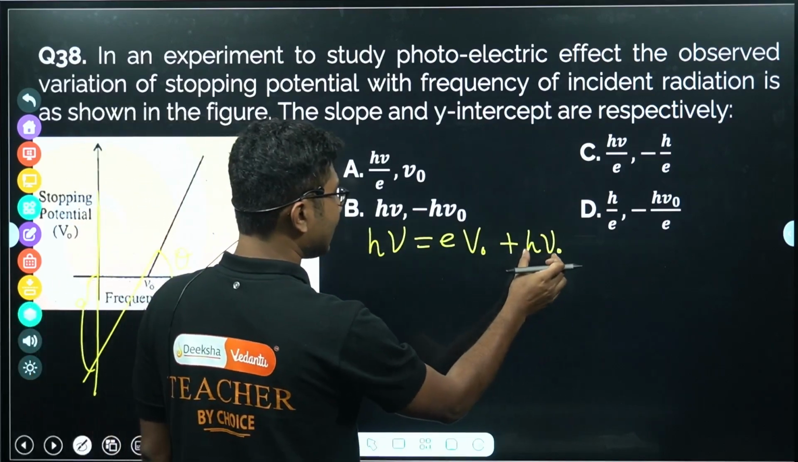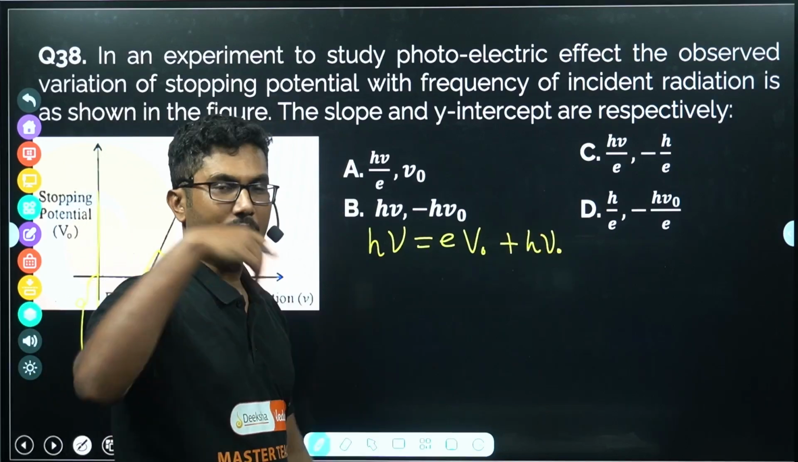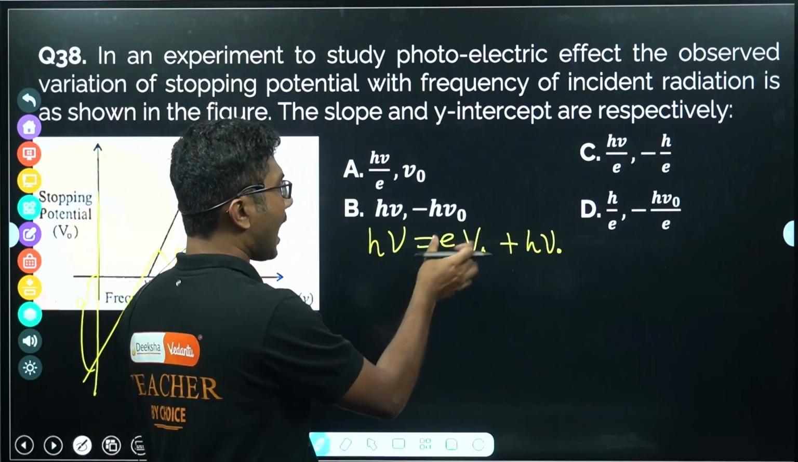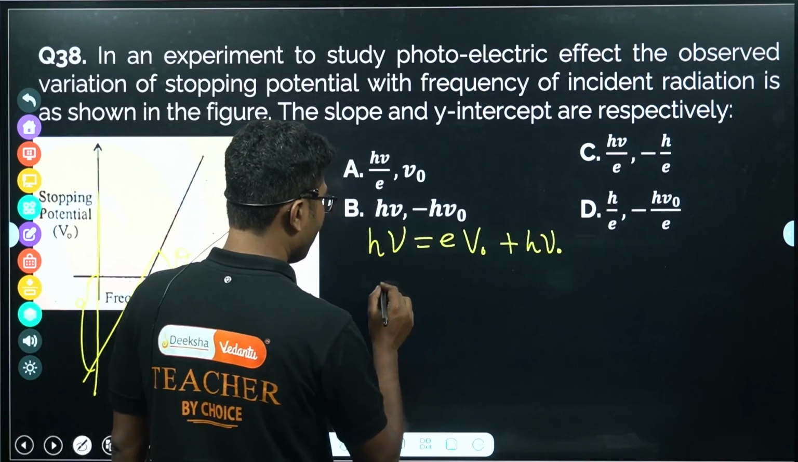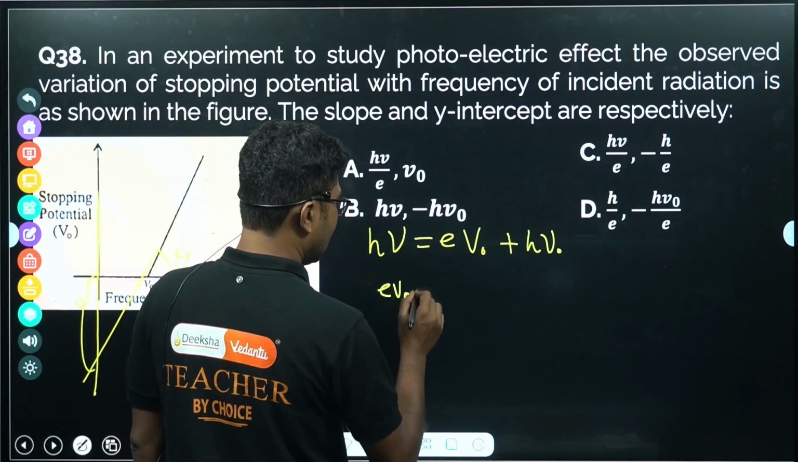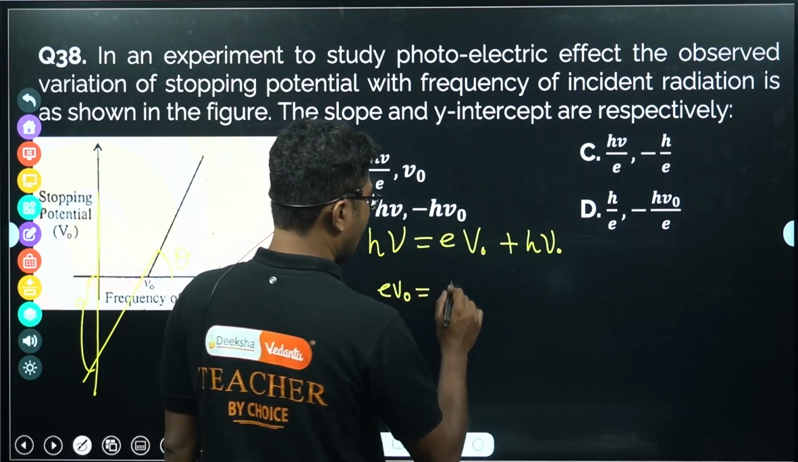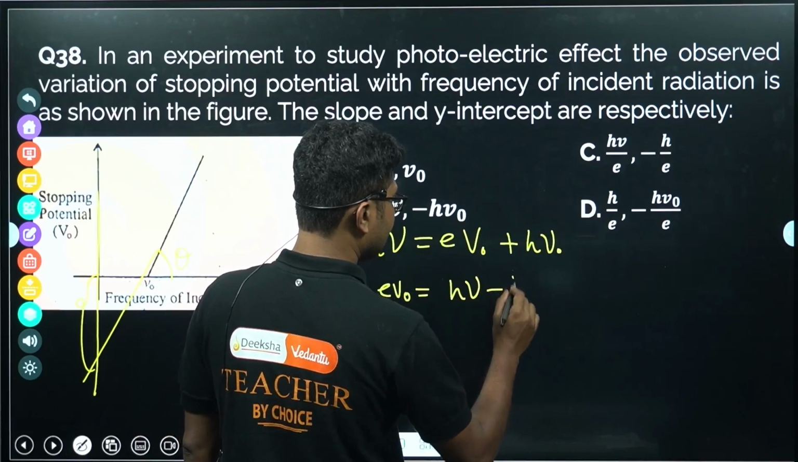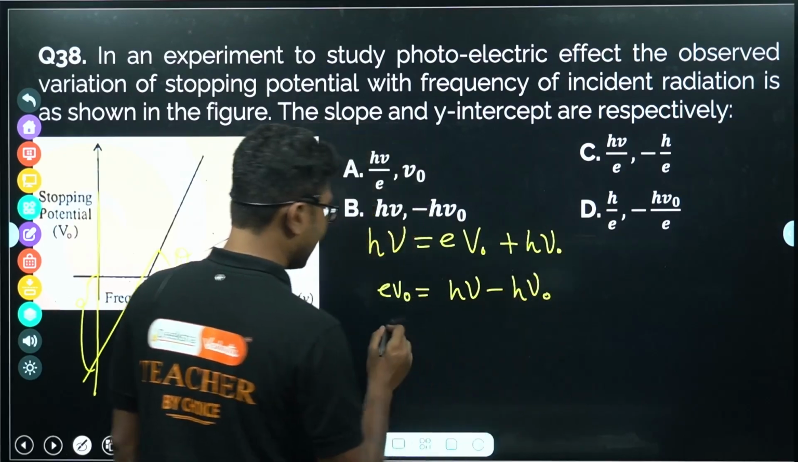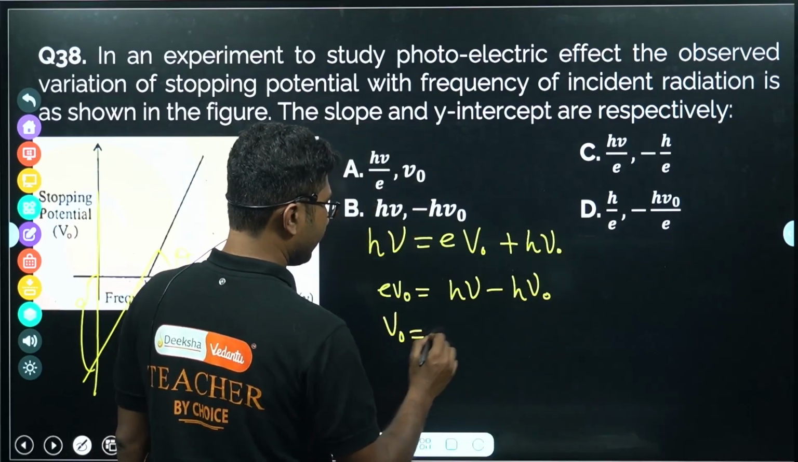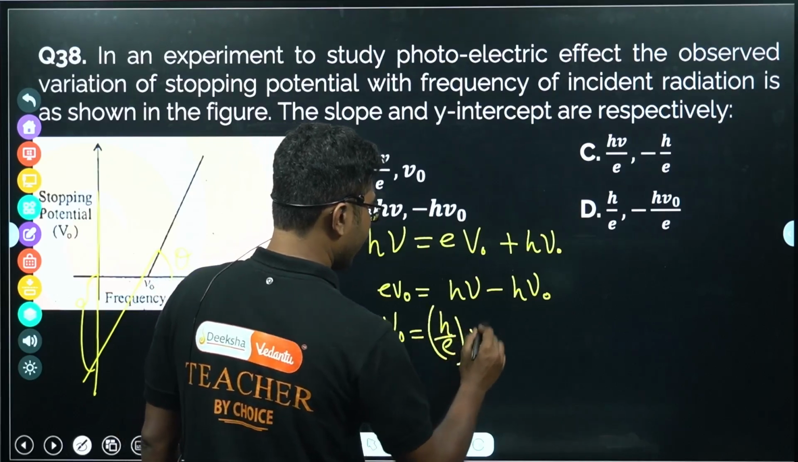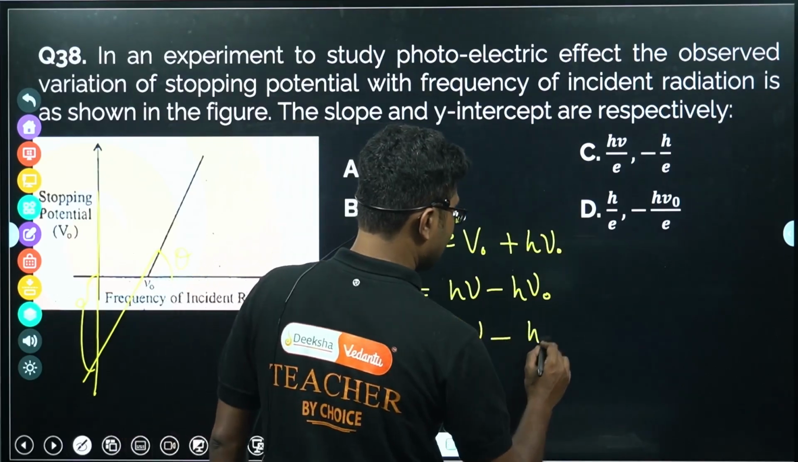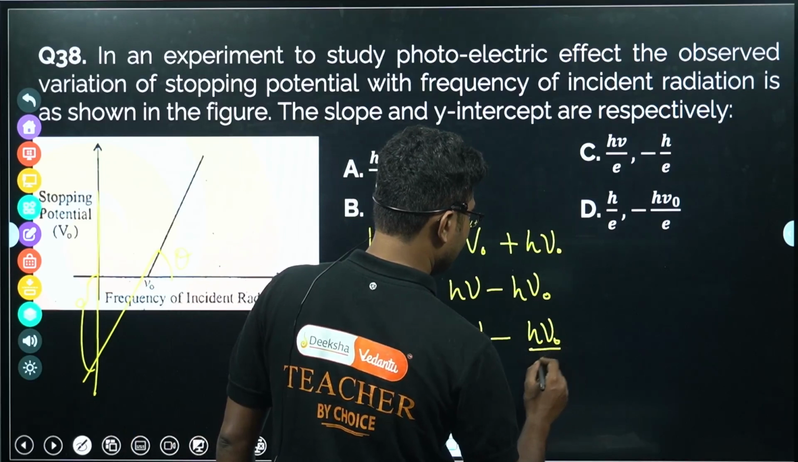So basically this much energy is required to jump the energy band gap, and this much energy is gained by the electron to move across. So eV0 is equal to h nu minus h nu 0. I will explain why I am writing it like this. So V0 is equal to h by e into nu minus h nu 0 by e.